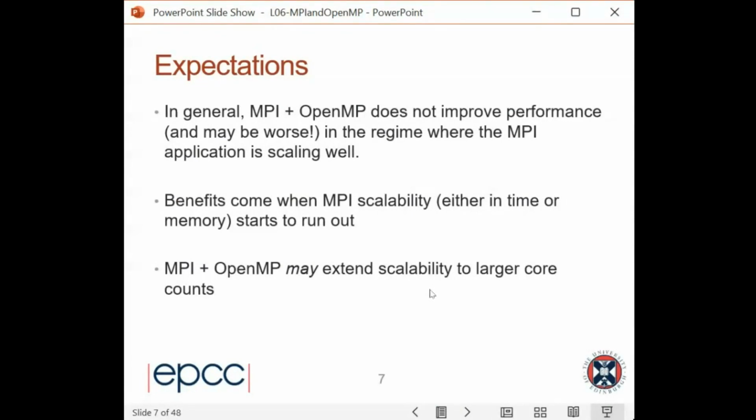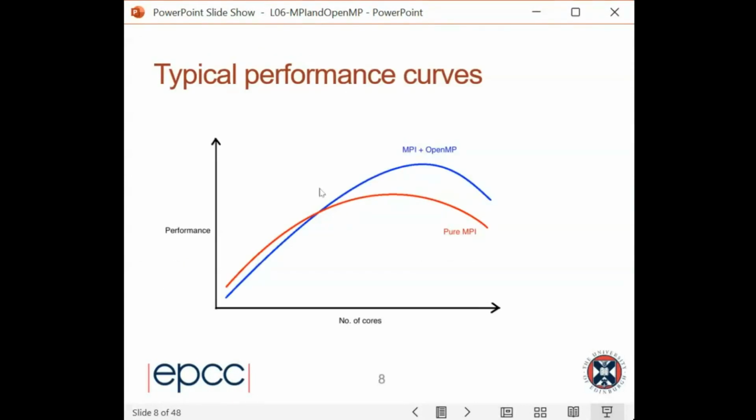However, what we tend to see is that the benefits come with MPI scalability, when time or memory, I'll mention them both, runs out. So if you come to me and say, I've got this MPI program, it runs very efficiently on small core counts, but by the time I get up to 5,000 or 6,000, it just stops scaling, then you might think, well, maybe MPI plus OpenMP would help you there. However, it is a challenge because you're looking for performance improvements at the very high end, but of course you develop your software on a few nodes at the same time, so that can be challenging. But the scalability can be in terms of both memory or time.